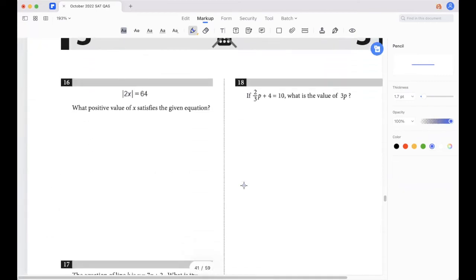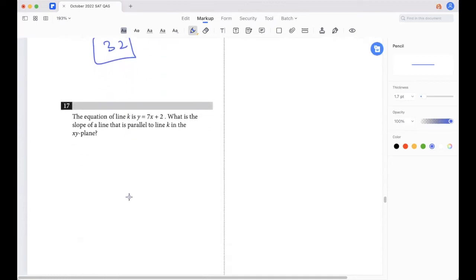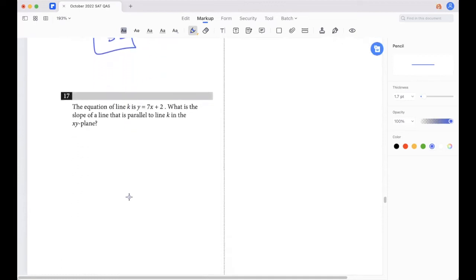What positive value of x satisfies the given equation? So 2x can be plus minus 64. So x can be plus minus 32. So the positive value is 32. The equation of line k is this. What is the slope of a line that is parallel to line k? So it will have the same slope. So 7.